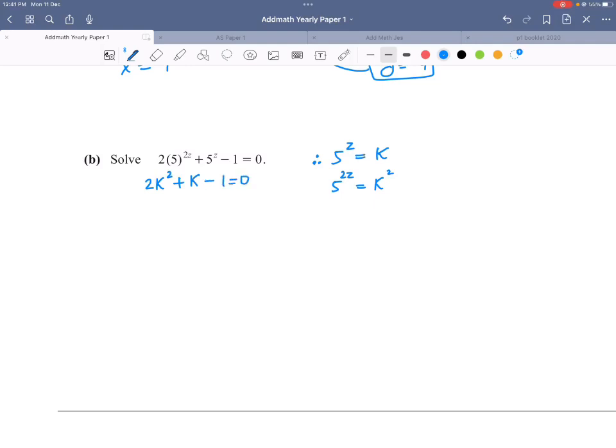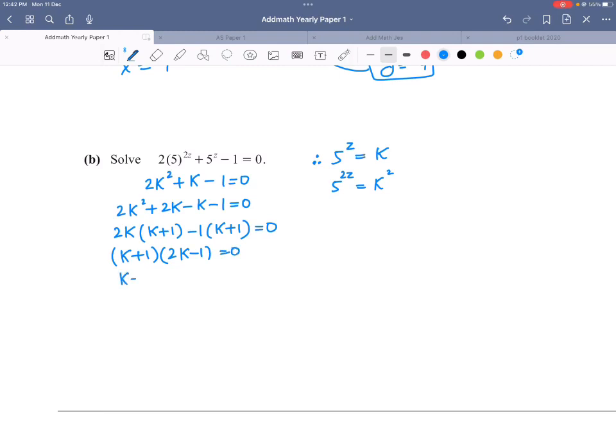Now we have a simple quadratic equation. It will be 2k square plus 2k minus k minus 1 equals 0. Taking common, that will be 2k, k plus 1, minus 1, k plus 1 equals 0. Taking common k plus 1, leftover part 2k minus 1 equals 0. Equate both of them to 0. So k plus 1 equals 0 and 2k minus 1 equals 0. So you got k equals negative 1 and k equals 1 over 2.